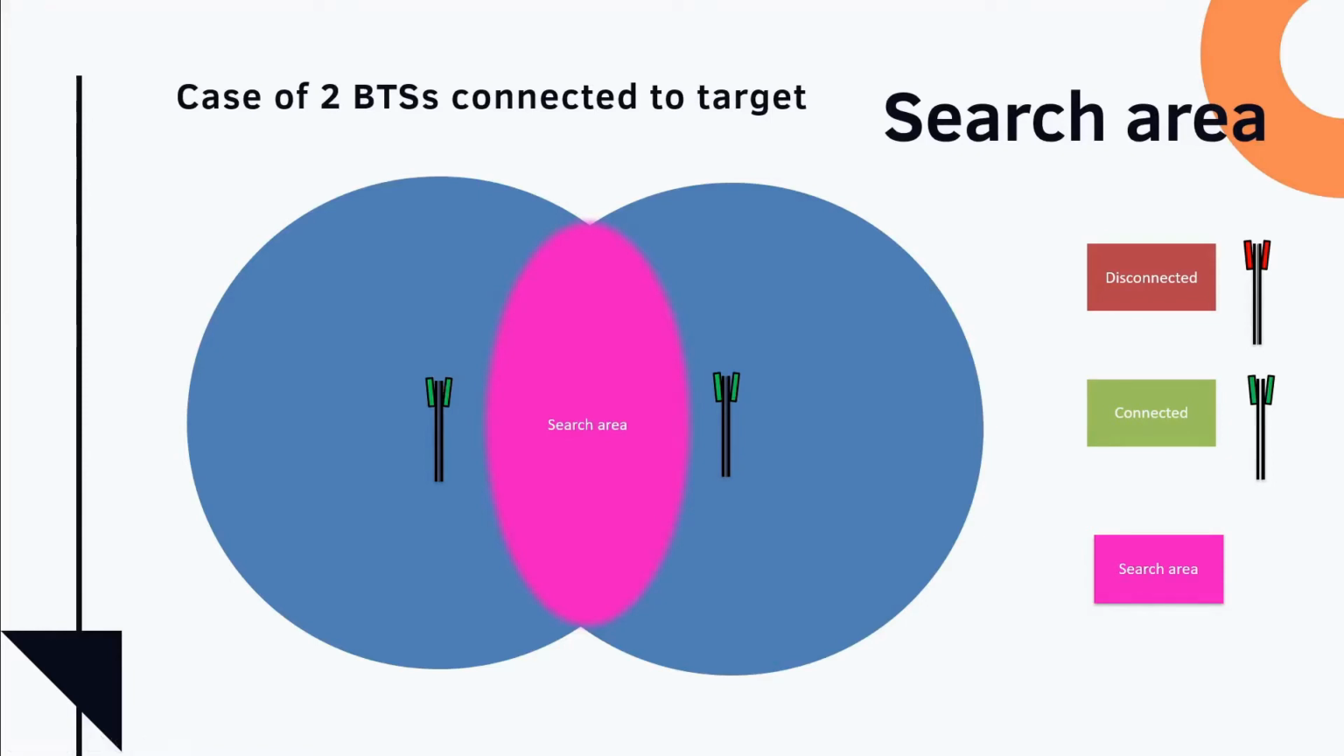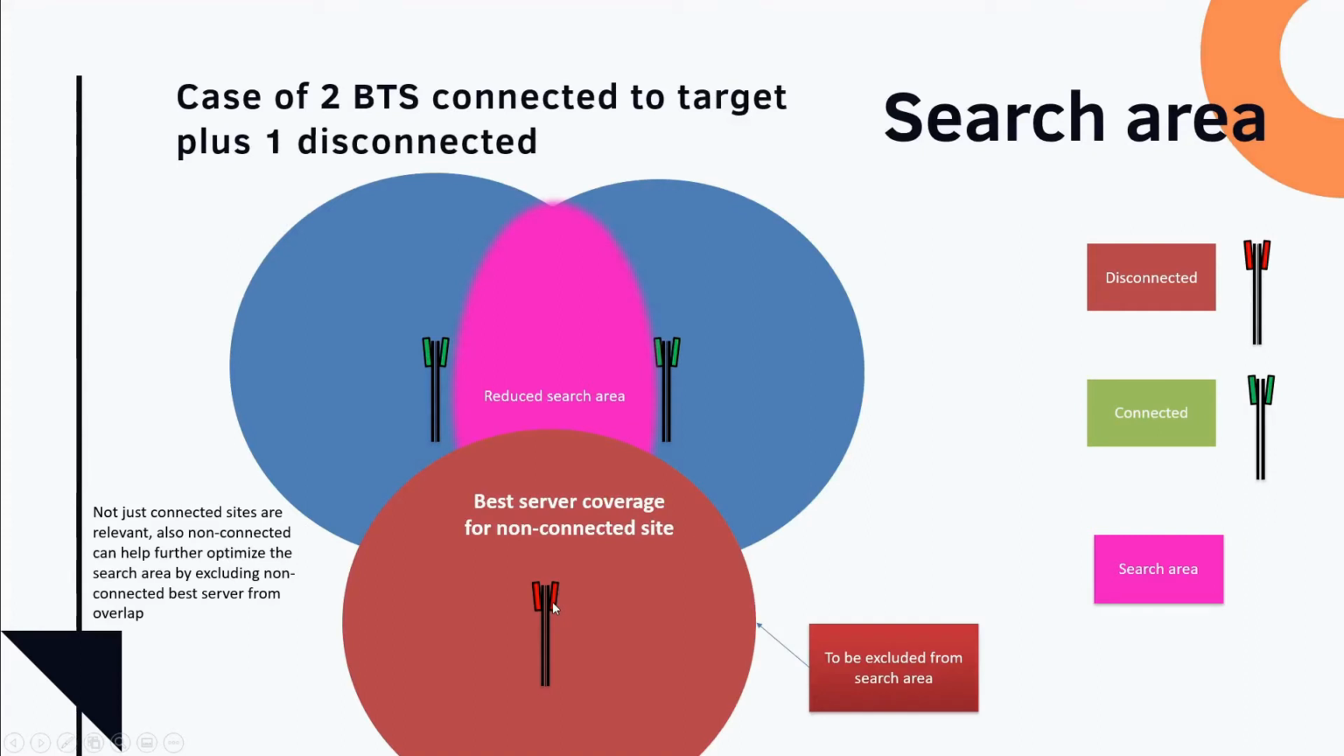Now, if you have more sites connected concurrently, obviously this limits your search area, so you look at the overlap. These two sites are connected, so you're not going to search the entire blue area. Instead, you just look at the overlap. This is called the overlap. Now, not just connected sites, but also disconnected sites: they're going to help me reduce the area even further.